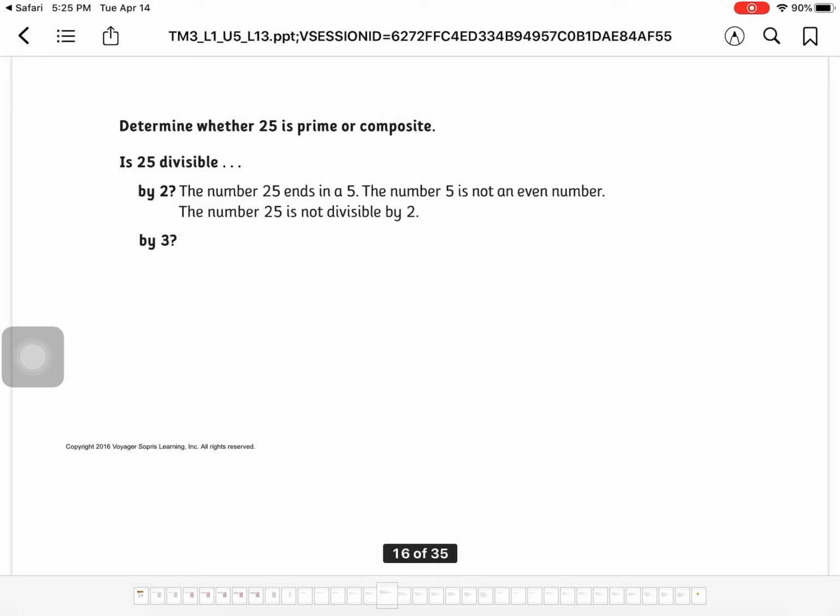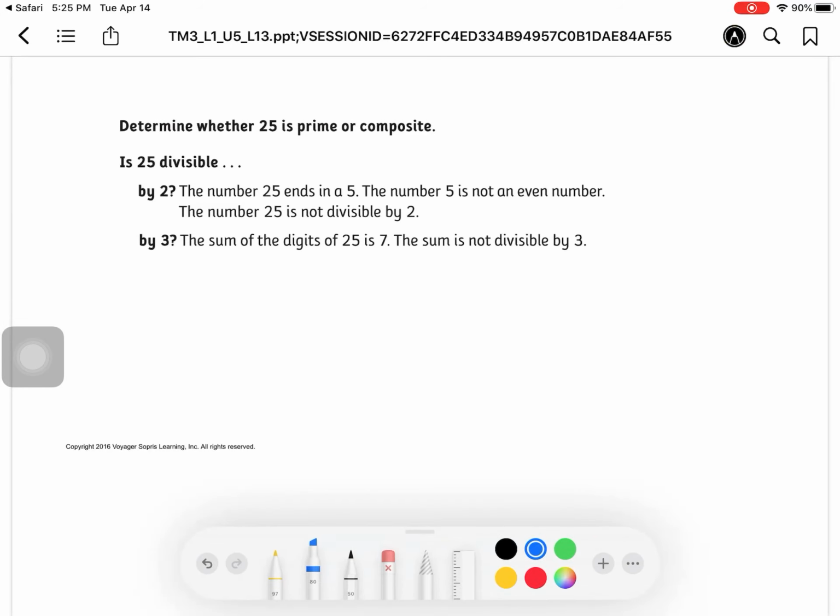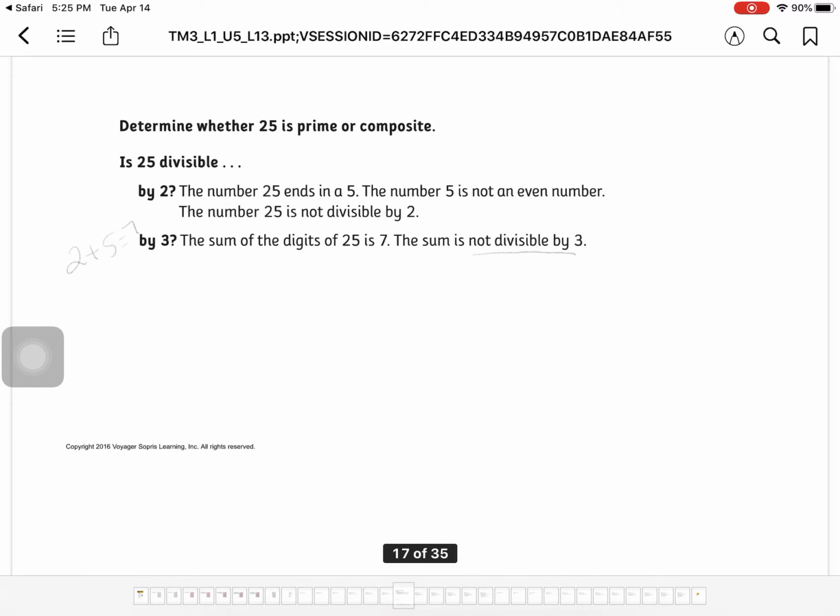Is it divisible by 3? Well, my rule for 3s is if I add up those digits. If I take 25, this would be like saying 2 plus 5. 2 plus 5 is 7. Is 7 divisible by 3? It is not, because I know that 3 will go into 6, but not 7. So therefore, it is not divisible by 3.